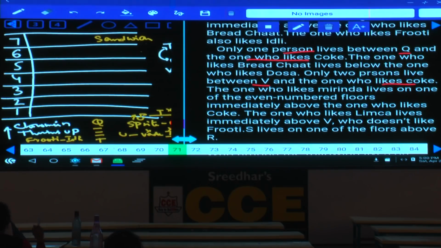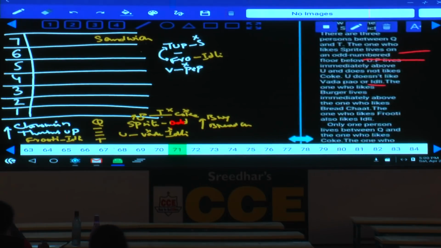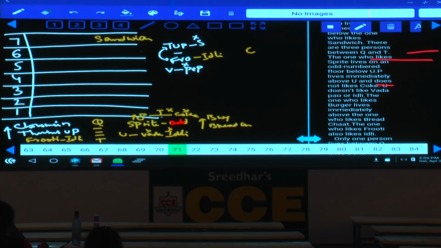Okay, now let us write down the possibilities. What is the information given here? Between Q and Coke, how many persons should be there? There must be only one person between Q and Coke. At the same time, there must be two persons between Coke and V. Coke and V, isn't it? Coke and V, there must be two persons.